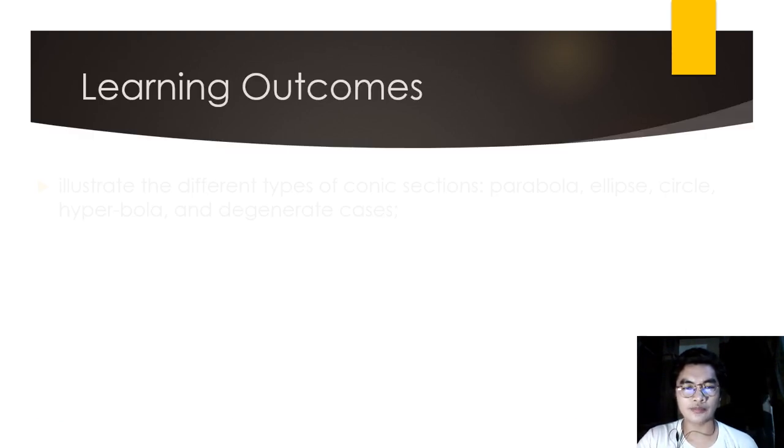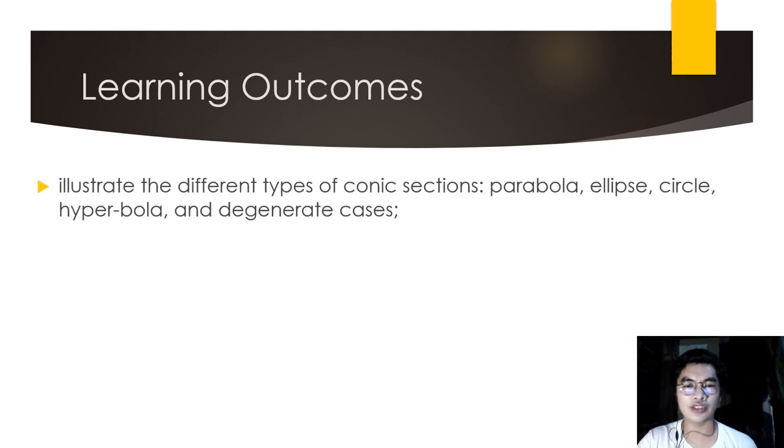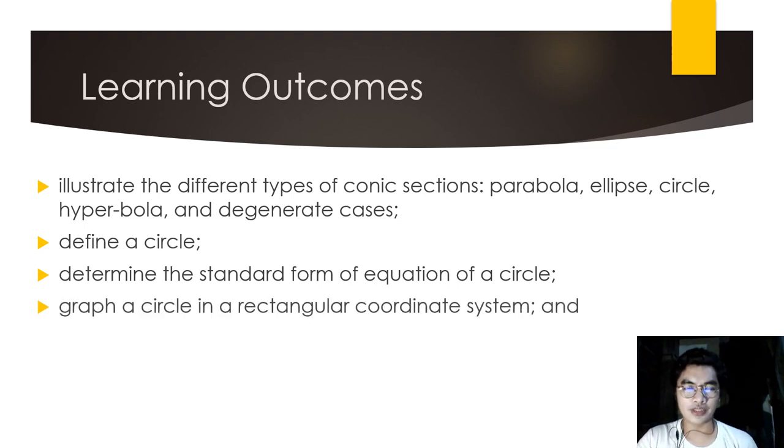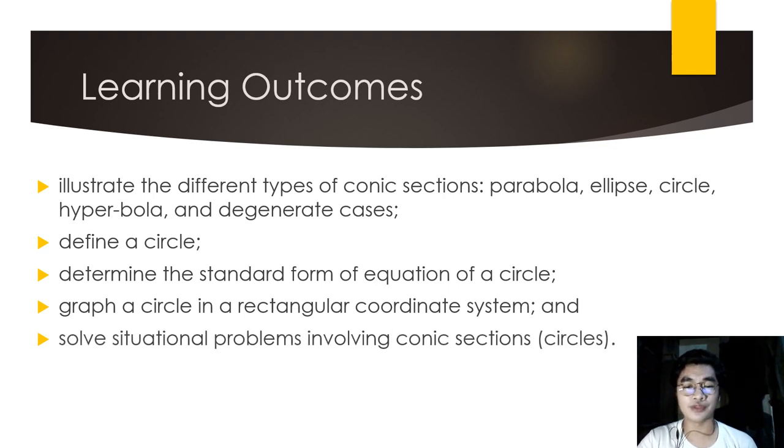For learning outcomes, number one is to illustrate different types of conic sections such as parabola, ellipse, circles, hyperbola, and degenerate cases. Number two is to define a circle. Number three is to determine the standard form of the equation of a circle. Next is to graph a circle in a rectangular coordinate system. And last one is to solve situational problems involving conic sections. So for today's video, we're going to focus ourselves on the circle.